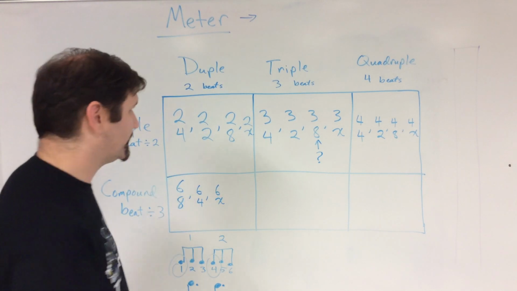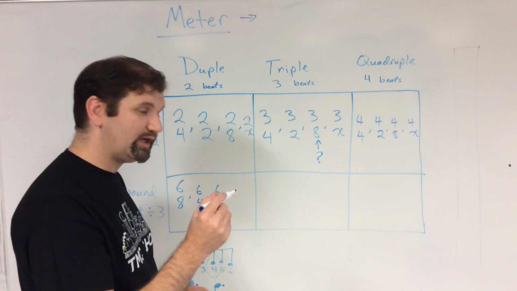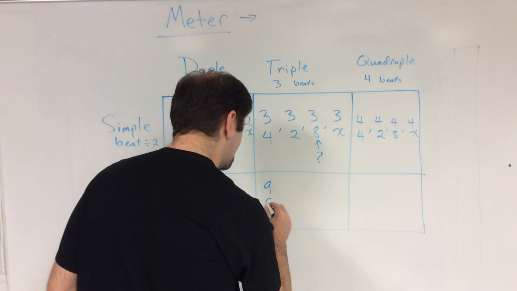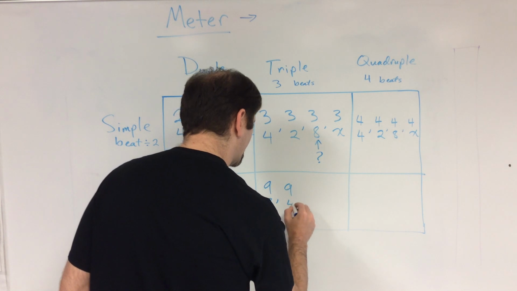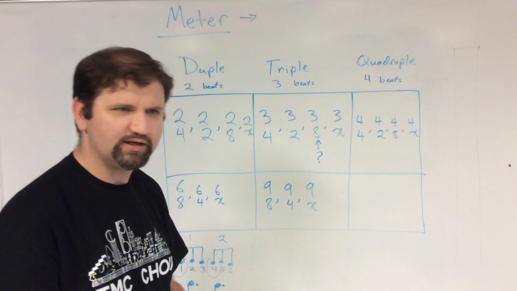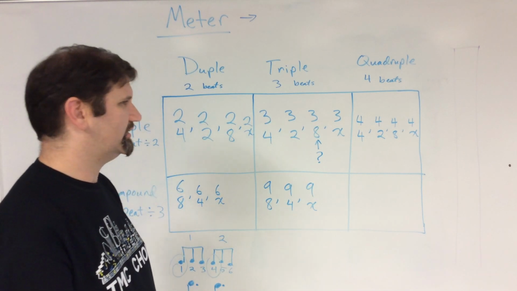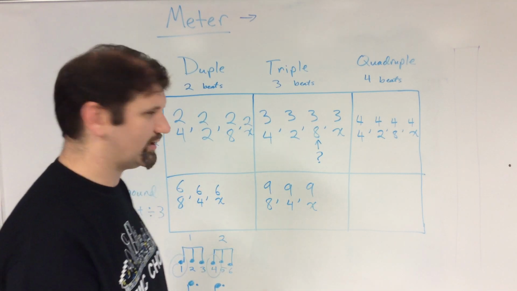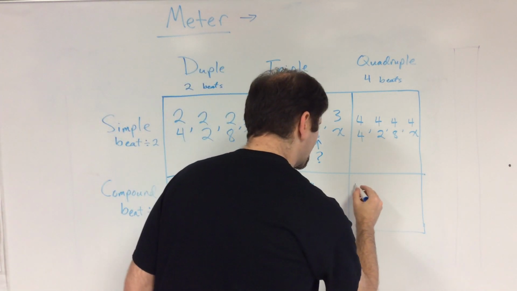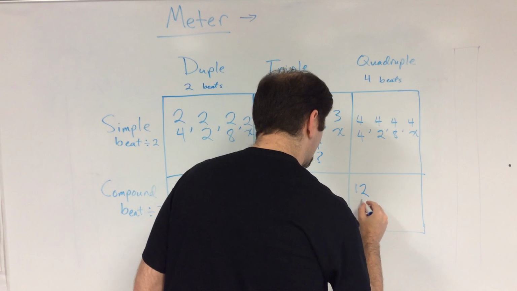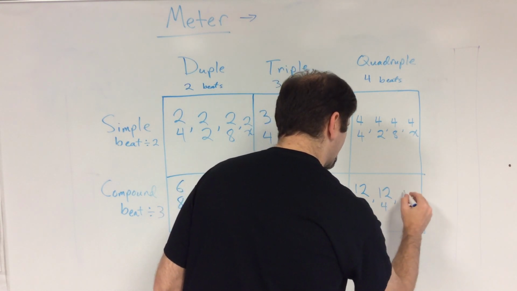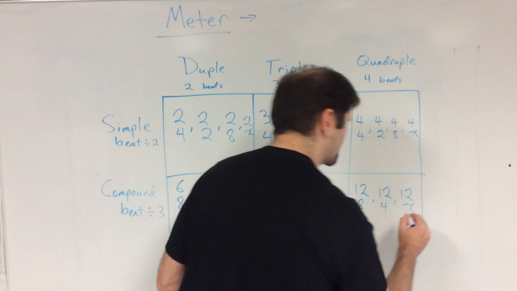a note value. And the triple would be 3 times 3, 9: 9/8, 9/4, 9 over something that's a note value, 9/16, 9 whatever you feel like. Not 9/1, that would be crazy. I don't know who said that. Quadruple would be 12: 12/8, 12/4, 12 over something.